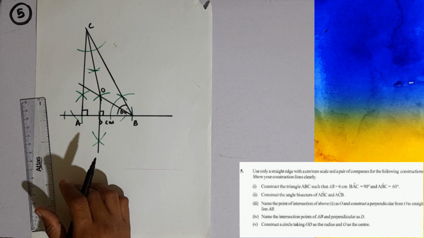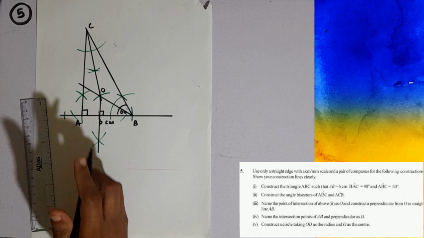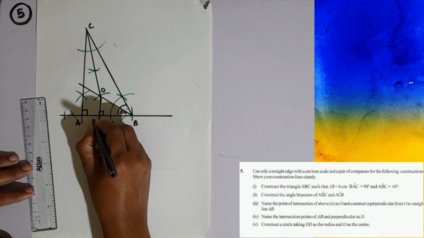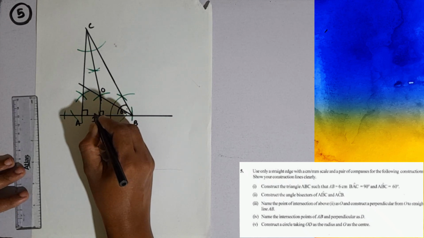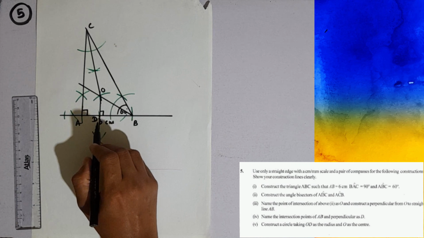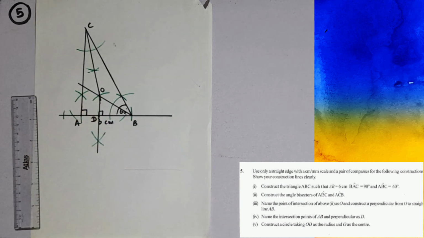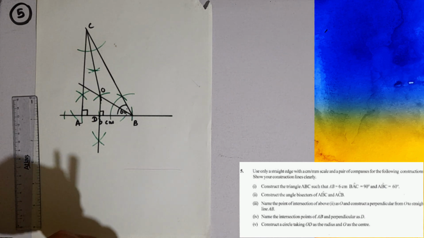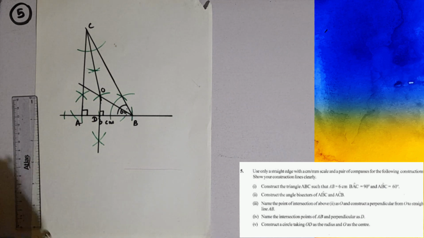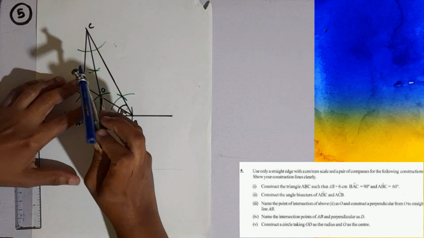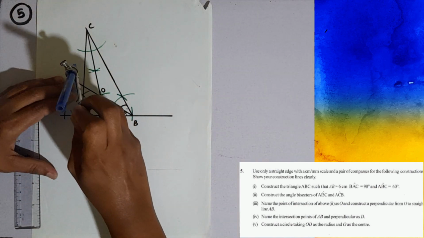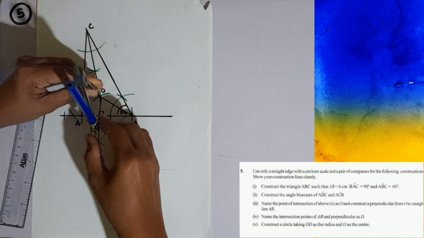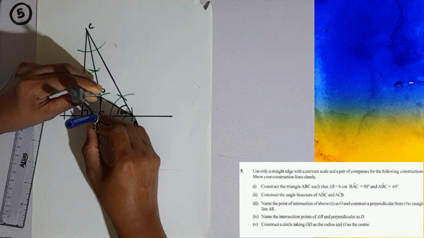Name the intersecting point of AB and the perpendicular as D. This is the point D. Construct a circle taking OD as the radius and O as the center. We have to construct the circle like this. I will take another color here. Now keep the point of compass here and take OD as the radius and draw an arc.